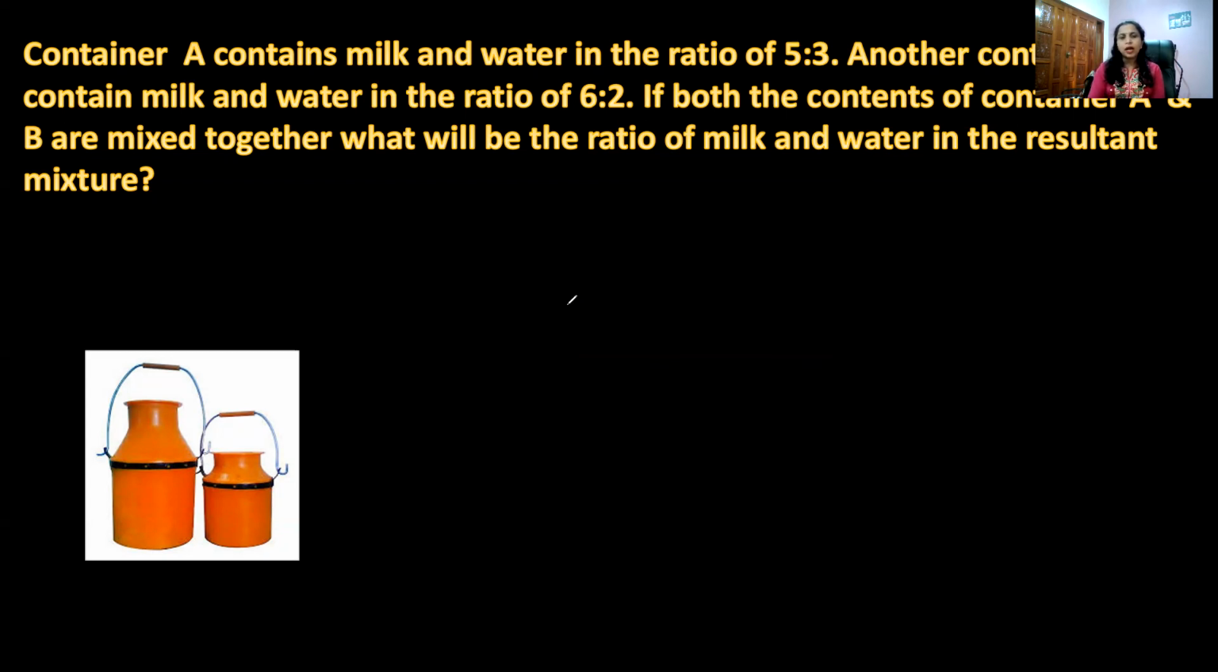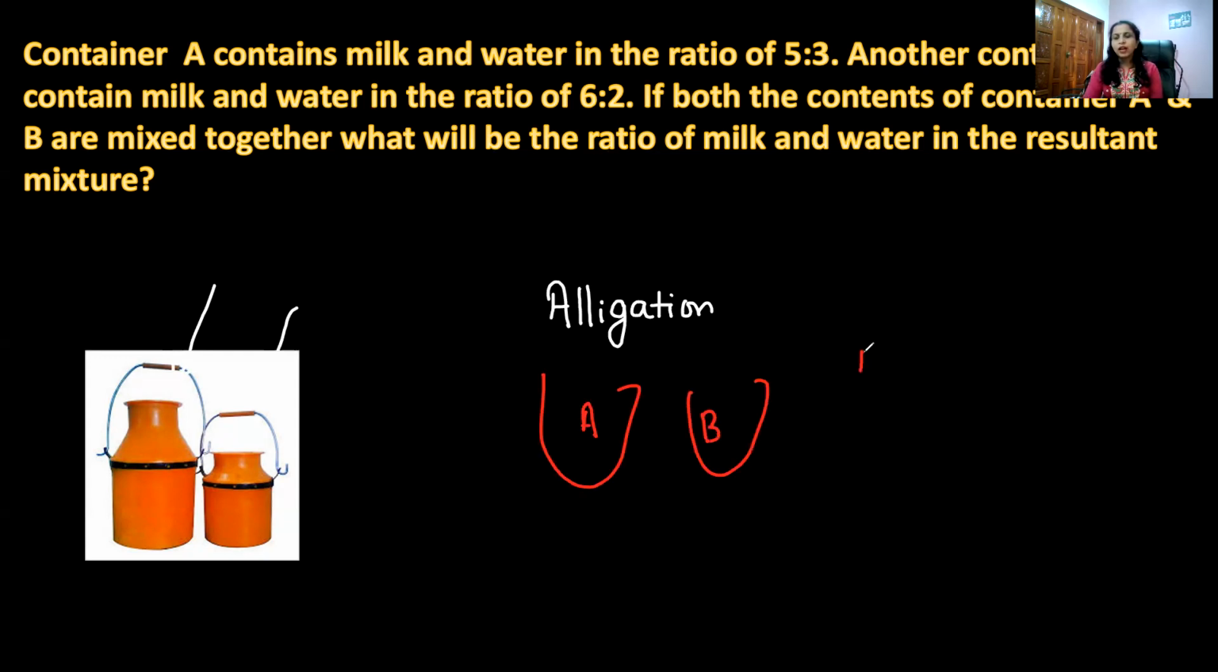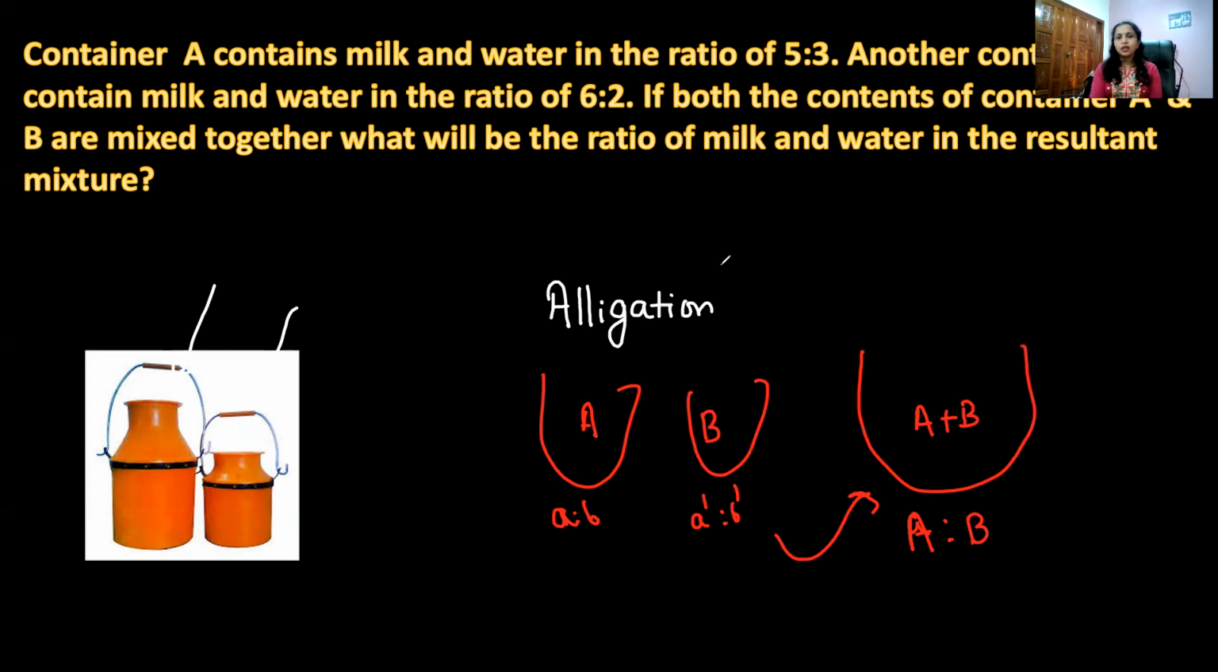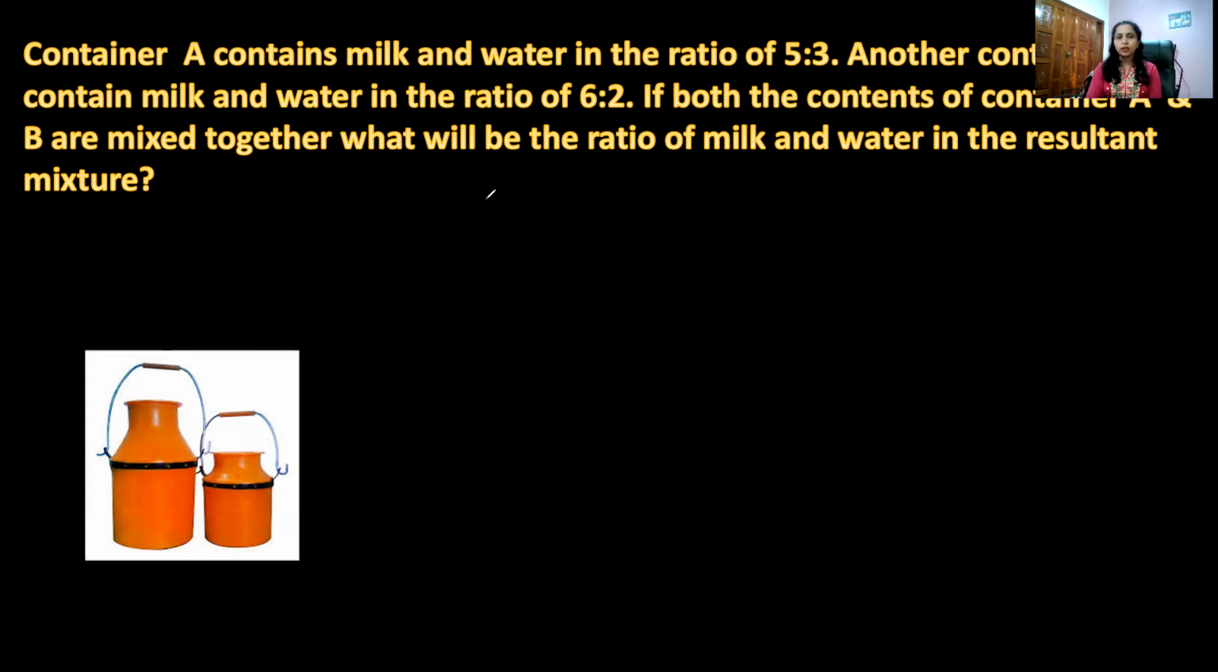If we go by the concept, let me explain what alligation is. Alligation is: container A and container B, two different things, okay, A and B, and we get A plus B in a different container. Suppose here the ratio is A is to B and here the ratio is A dash to B dash, so we find the resultant ratio. That is the concept of alligation. After mixing, what will be the resultant ratio, that is what we talk about in alligation.